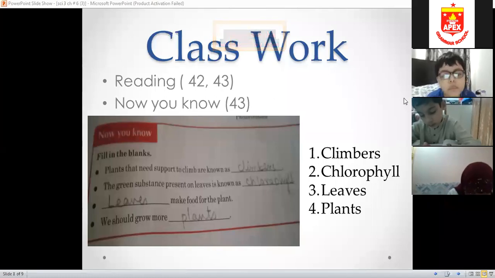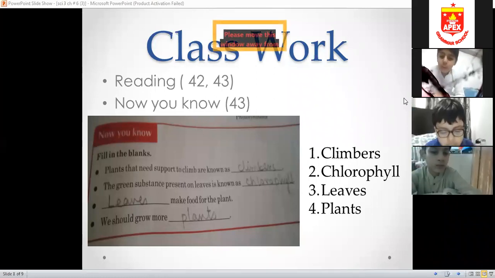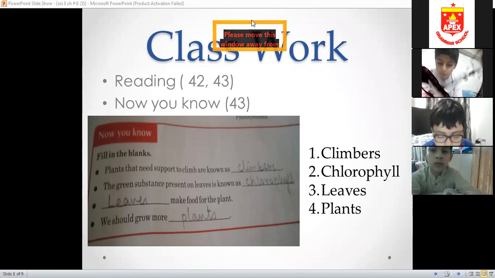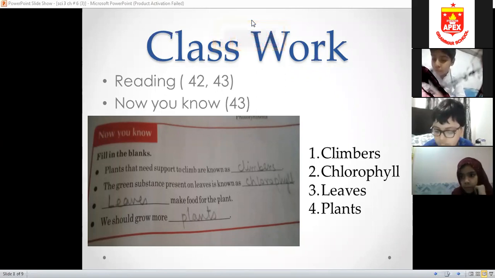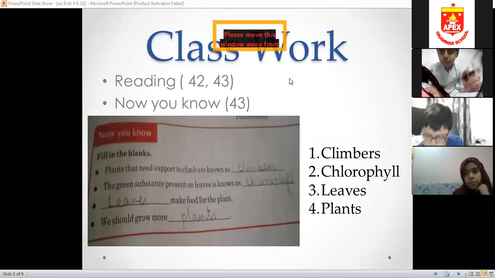Next, the flower will be read by Zayan. Most flowers are colorful and pretty. They have different shapes and sizes. Many flowers have a sweet smell or fragrance. A bud grows into a flower. Flowers turn into fruits. Flowers help in reproduction. Thank you, Zayan. Till here we are going to read.